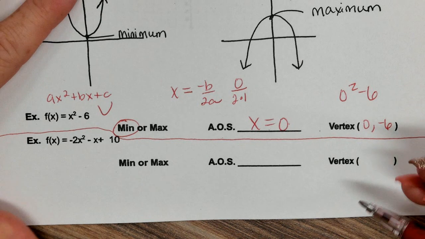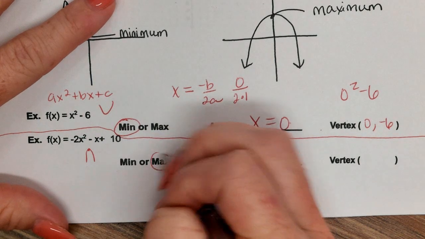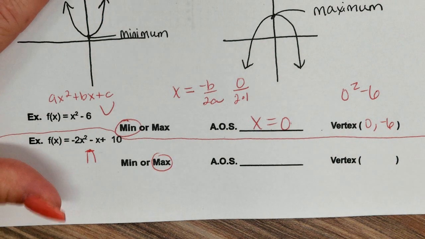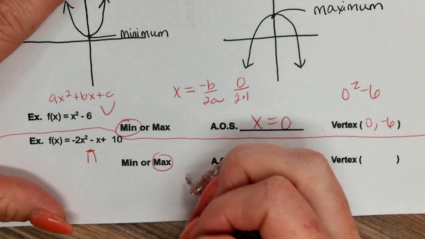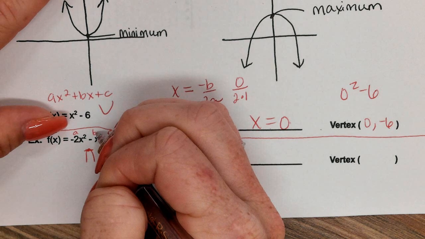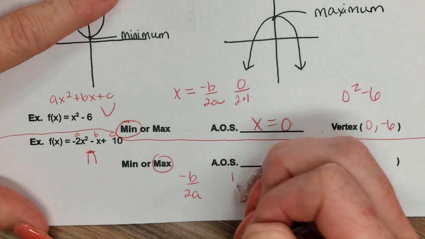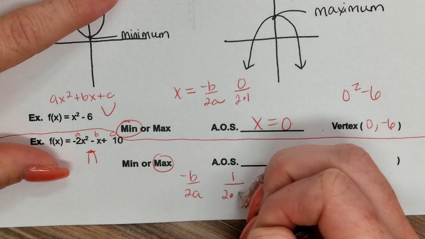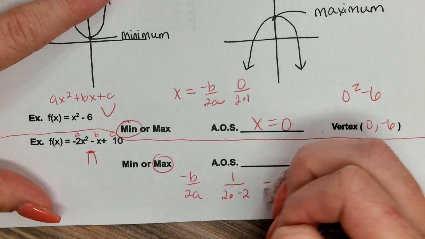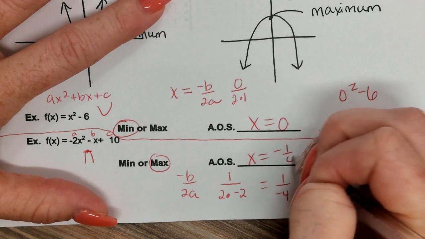All right, since the A was negative, it's going to go down like this. Therefore, it has a maximum value, the highest point that it reaches. The AOS is negative B over 2A. All right, well, this is your A, your B, and your C. So if I have a negative, negative 1, what does that mean? It's a positive, because an opposite of negative, it just cancels each other out. So I have a positive 1 over 2 times A, which is negative 2. That equals 1 over negative 4. So the x equals negative 1/4.